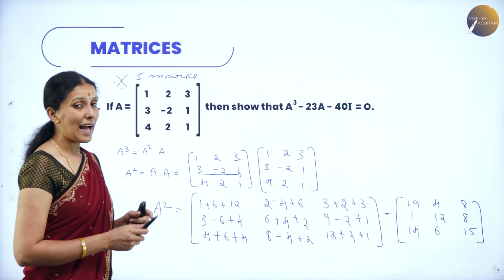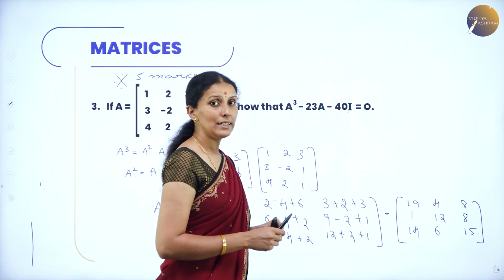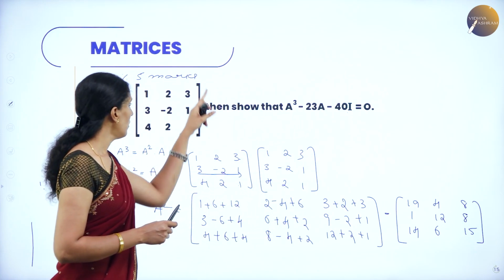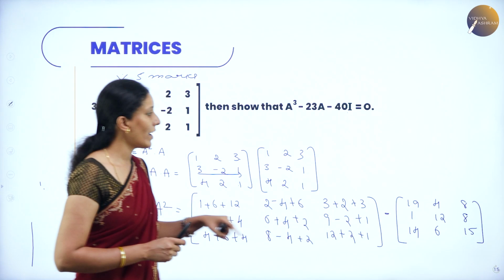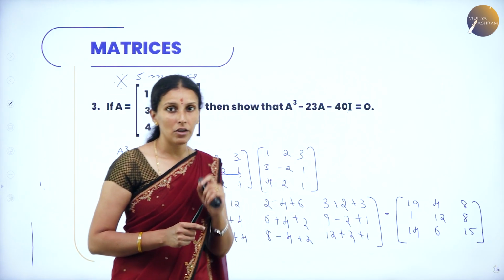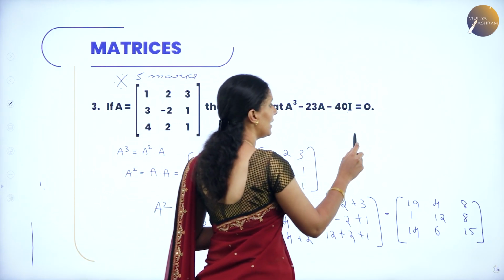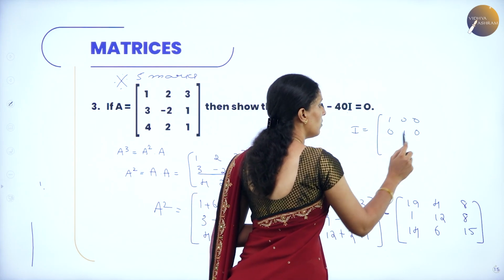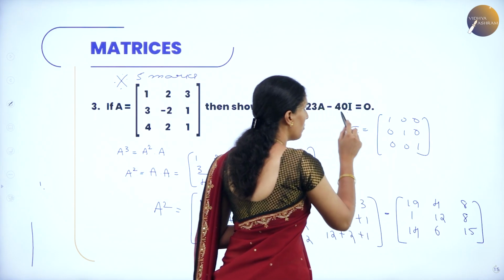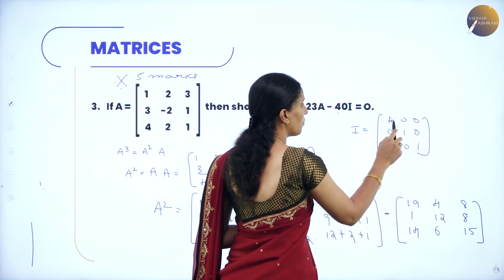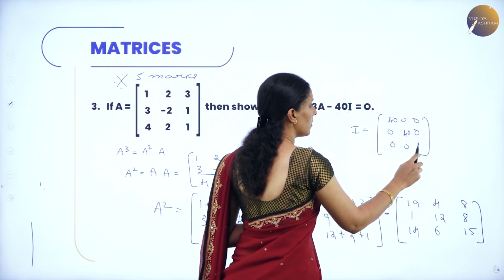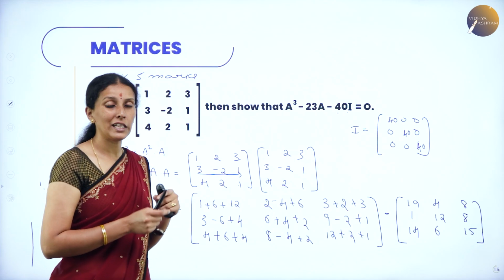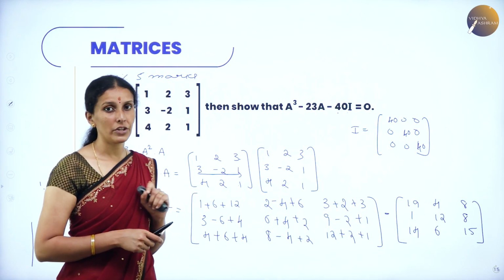So, now what is I? I is an identity matrix of the same order of A. So, A is an order 3 cross 3 matrix. Hence, we have to take I in the form of 3 cross 3 matrix. That is, I here is 1, 0, 0, 0, 1, 0, 0, 0, 1. And when you multiply 40 to I, what happens? So, 40, 0, 0, 0, 40, 0, 0, 0, 40. So, this is what 40I means. So, multiplying 40 with the identity matrix of order 3 cross 3.